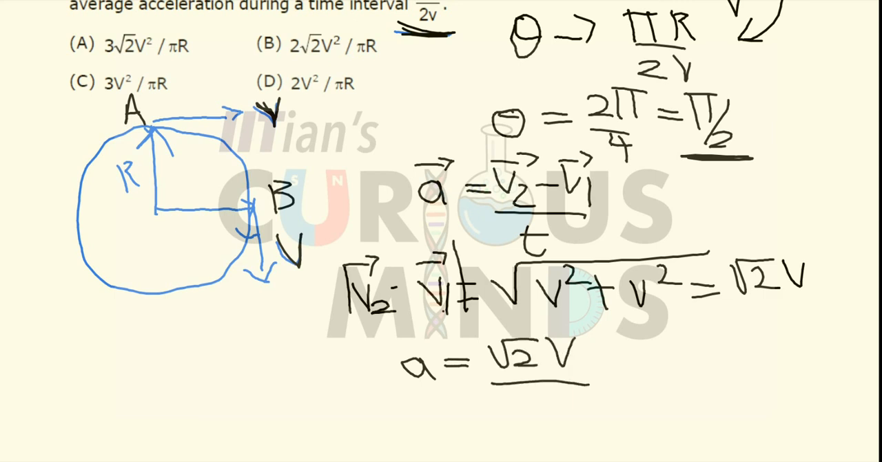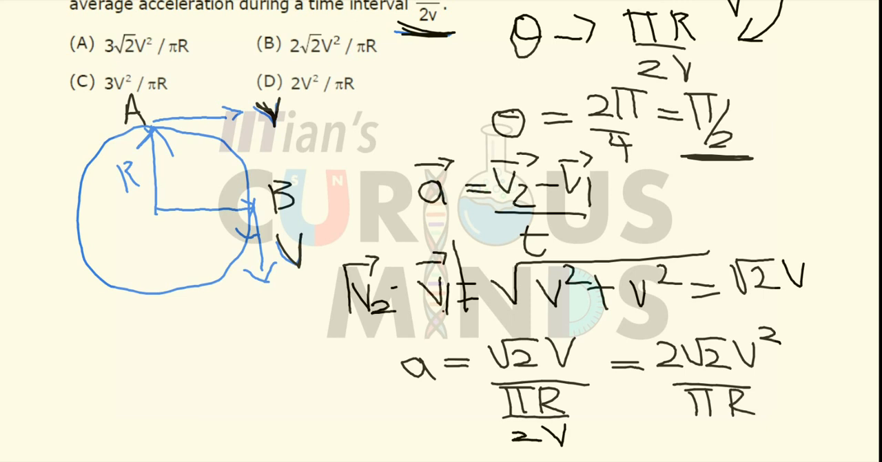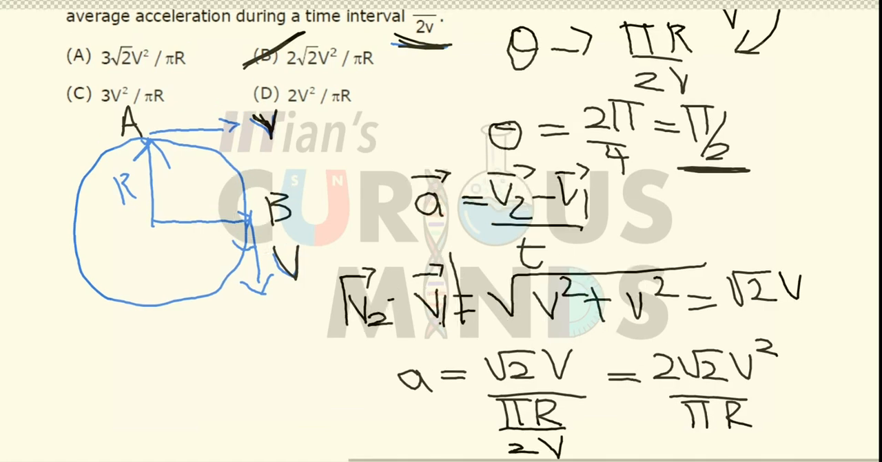The time period here is given as pi r divided by 2v, so the acceleration will be equal to 2 root 2 v square divided by pi r, which is option number B.